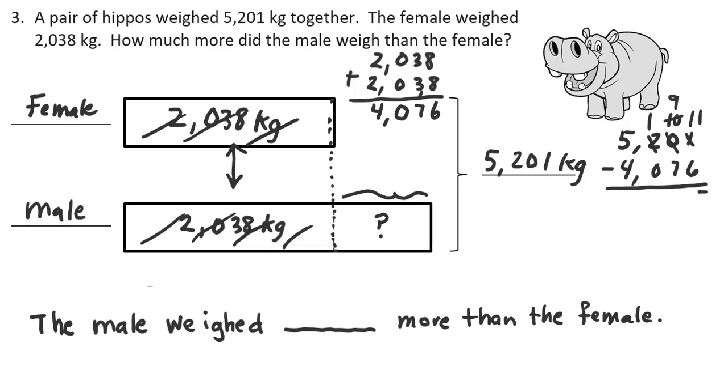11 minus 6 is 5. 9 minus 7 is 2. 1 minus 0 is 1. And 5 minus 4 is 1.